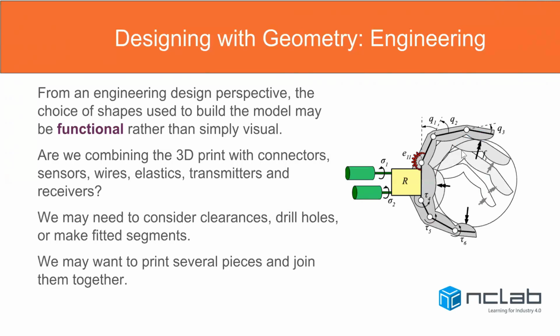But then you've got these other parts that you're going to connect to. A lot of thinking here. You can see where the math comes in. These are different degrees of rotation. These are different pivot points. You might be adding sensors. You might be adding wires to control the sensors and the movement. You might be adding elastics, transmitters and receivers if it's wireless. You may need to consider clearances, so you may have to drill holes.